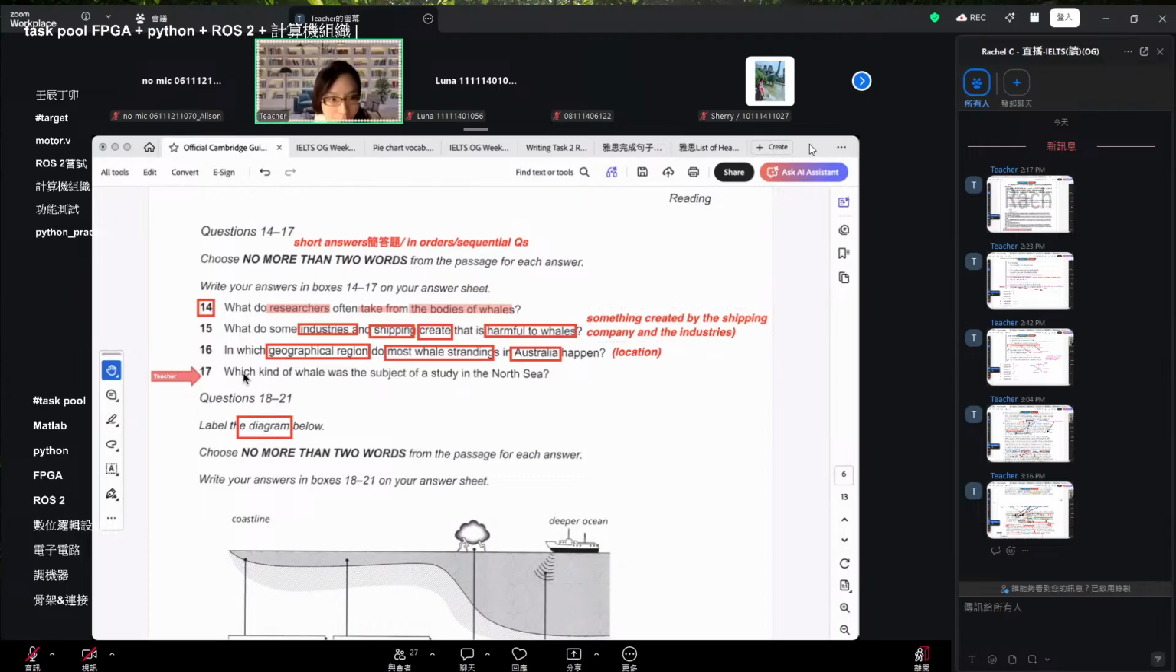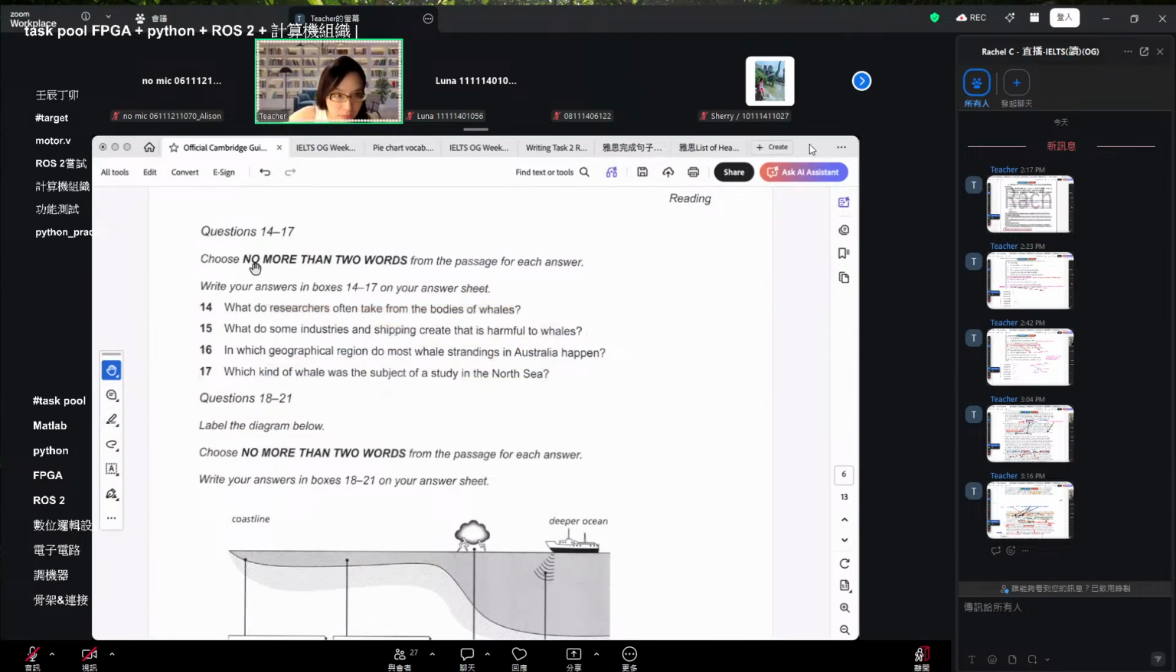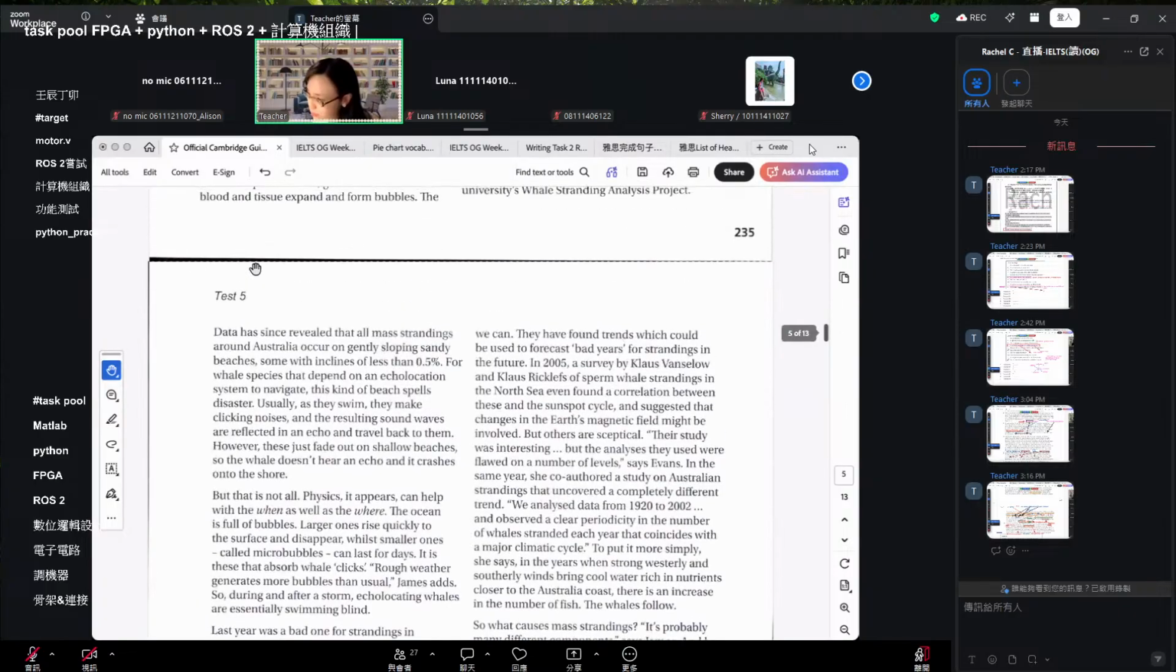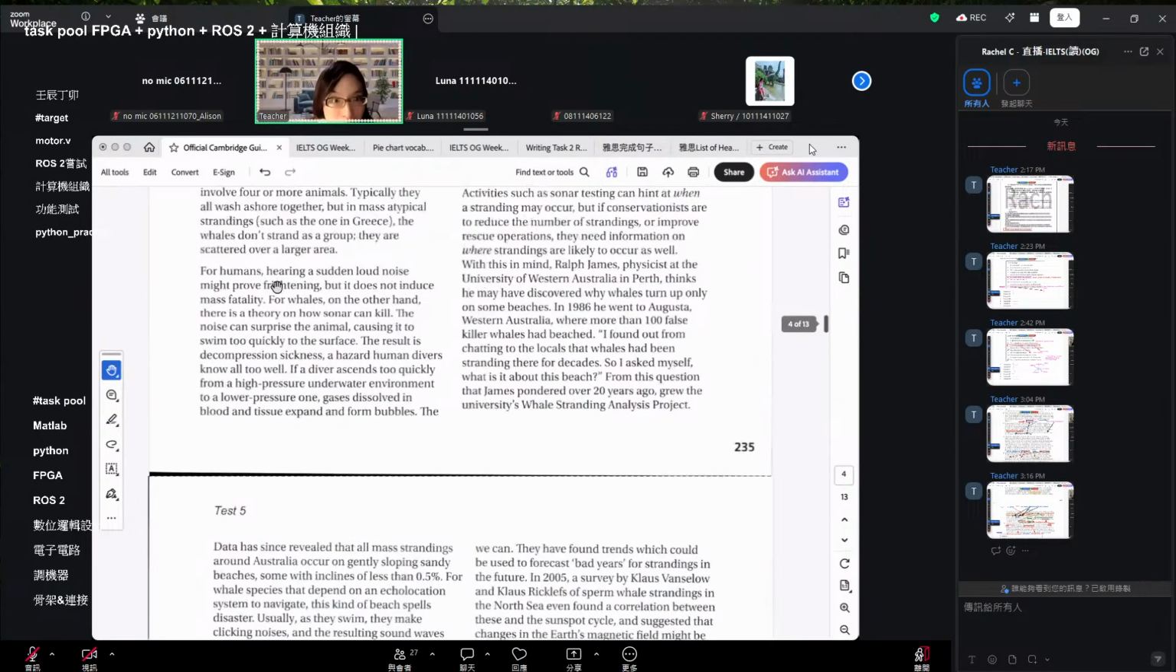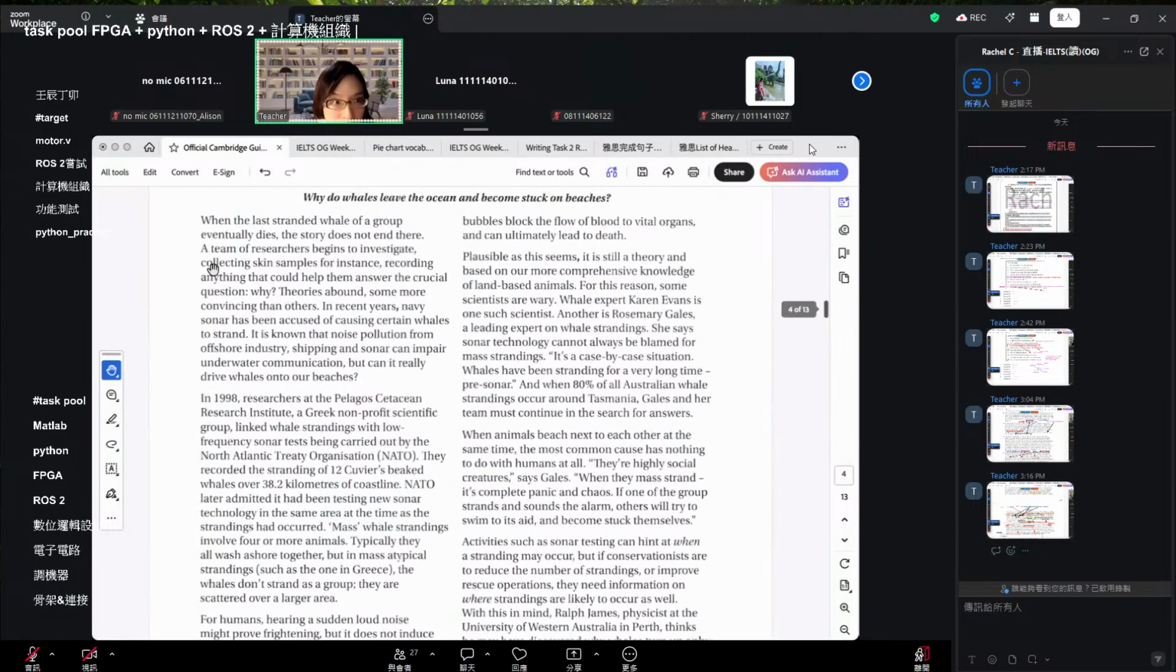17, what kind of whale? So we need to know the name, the species, the particular kind, the subject of a study in the North Sea. So find the North Sea, which is easy and very straightforward. Now, if we were to get back to this particular point, first the question 14, from a top-down system. So we need to know about the researchers.